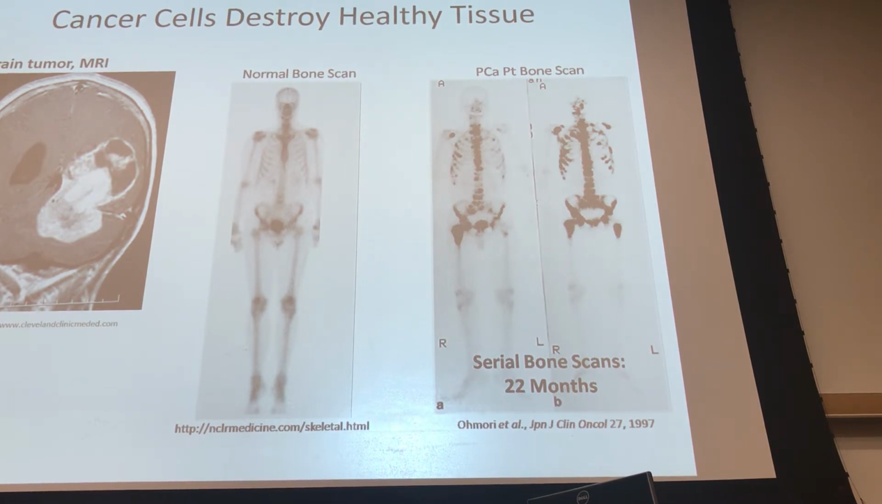This is a normal bone scan. If you were to take a bone scan of a person that doesn't have cancer, it would look different. This is prostate cancer here, where it's spread from the prostate to the bone, and you can see these really dark areas in the imaging. This is the cancer that's spread to all parts of the skeleton. Again, it's replacing that healthy bone marrow with cancer cells.